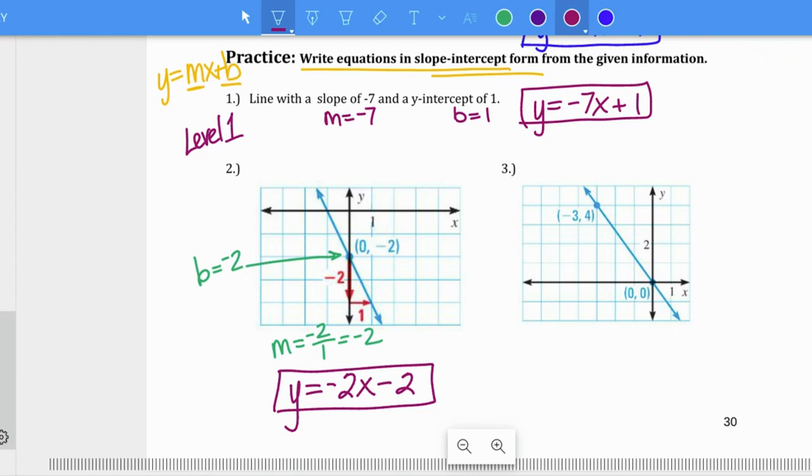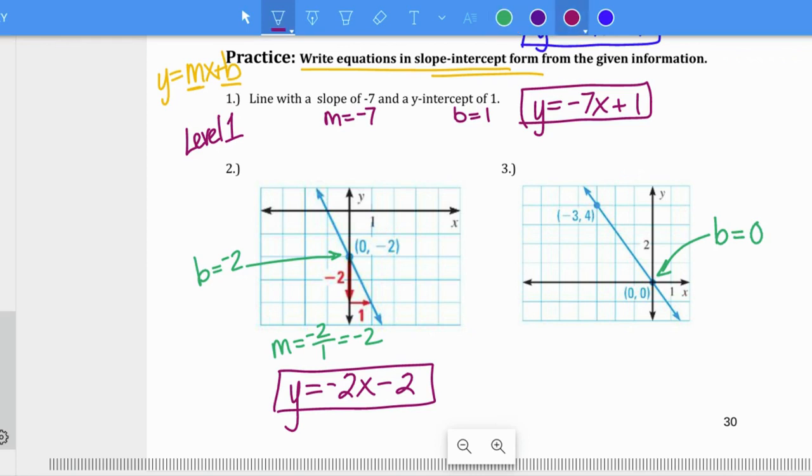Number 3 gives me a couple points. Looks like one is through the origin and the other is (-3, 4). So I should be able to recognize this as my y-intercept, right? My b is actually 0, crossing the y-axis at 0.